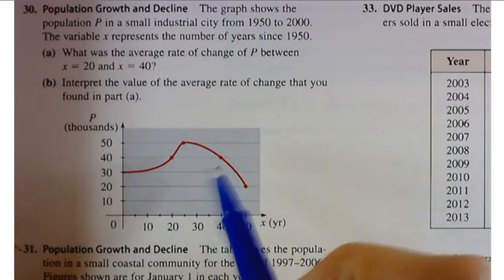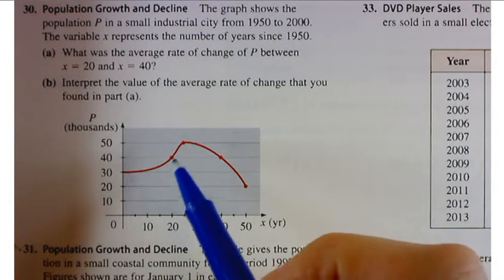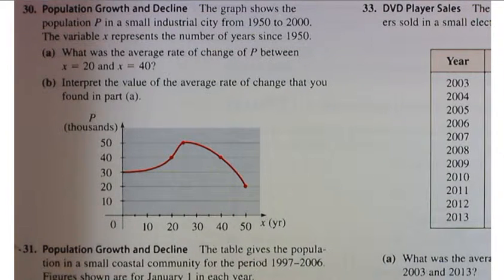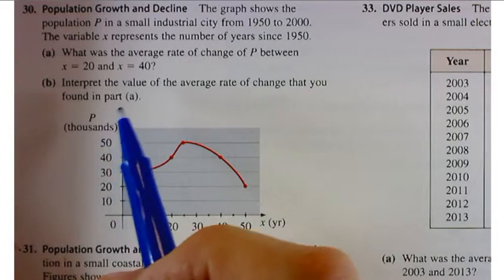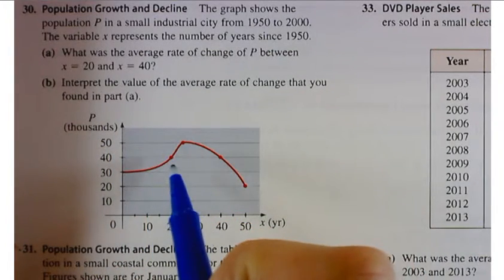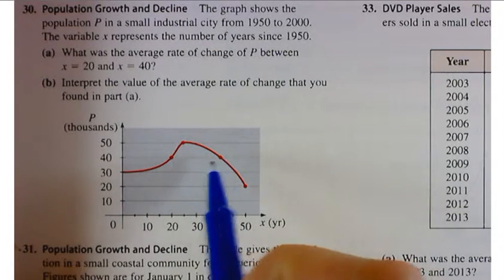It says, interpret the value of the average rate of change you found in part A. Well, I kind of think we did. There's no change. It stayed the same from 1970 to 1990, at least the average rate of change. But it doesn't really reflect what happened to the population, which peaked in 1975 and then slowly declined afterwards.